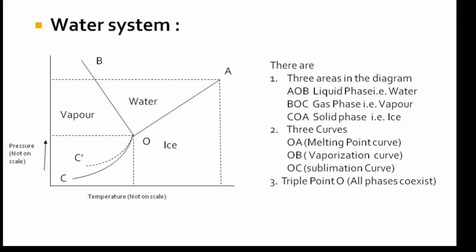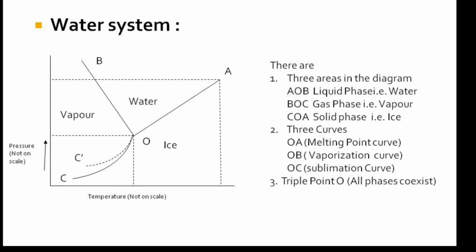So there are 3 curves: OA, OB and OC. In this phase diagram, there is point O. These 3 curves meet at point O, known as the triple point. So in this phase diagram, there are 3 areas, 3 curves and 1 triple point. Now let us discuss application of phase rule to this water system.